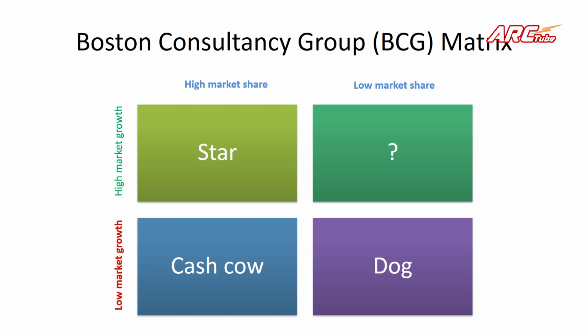Then lastly, it's the dog, the brand with low market growth, low market share. The brand is also in a stable market but with a small or declining share of market, unlikely to be profitable. Such brands are candidates for phasing out from the market. So that's about the Boston Consultancy Group matrix.